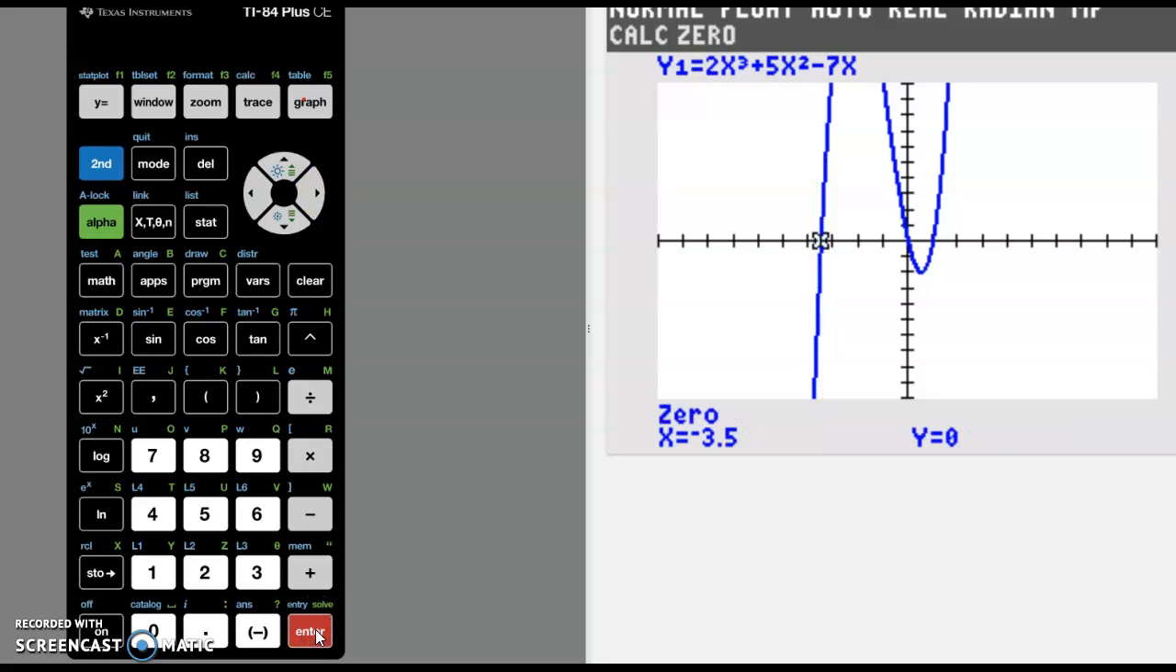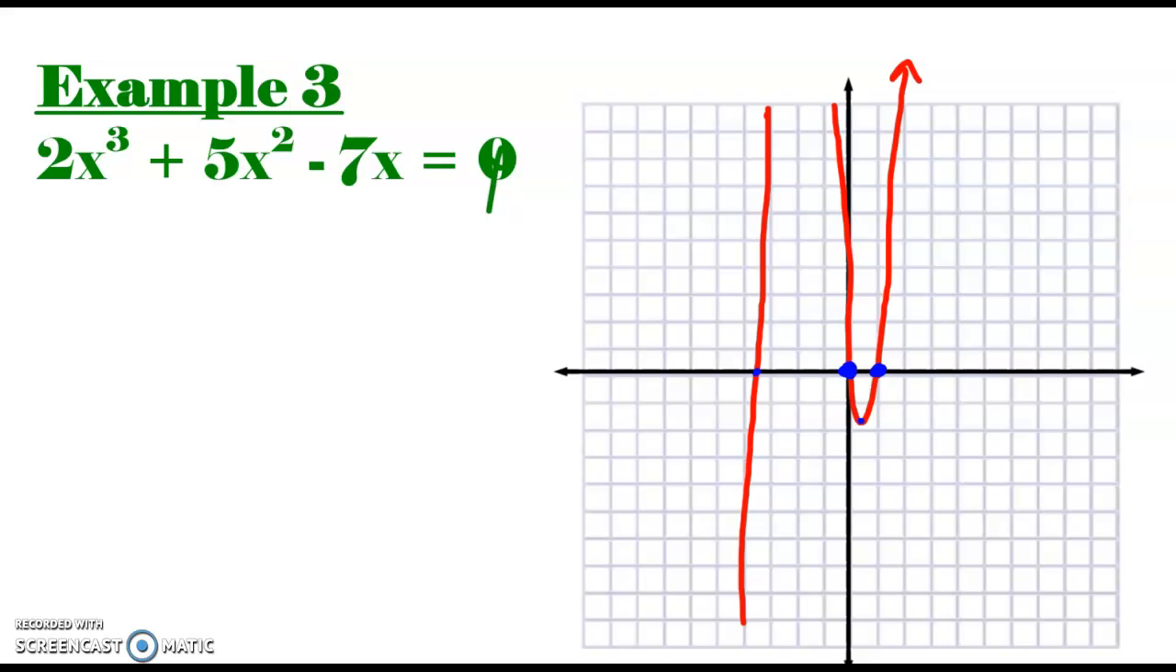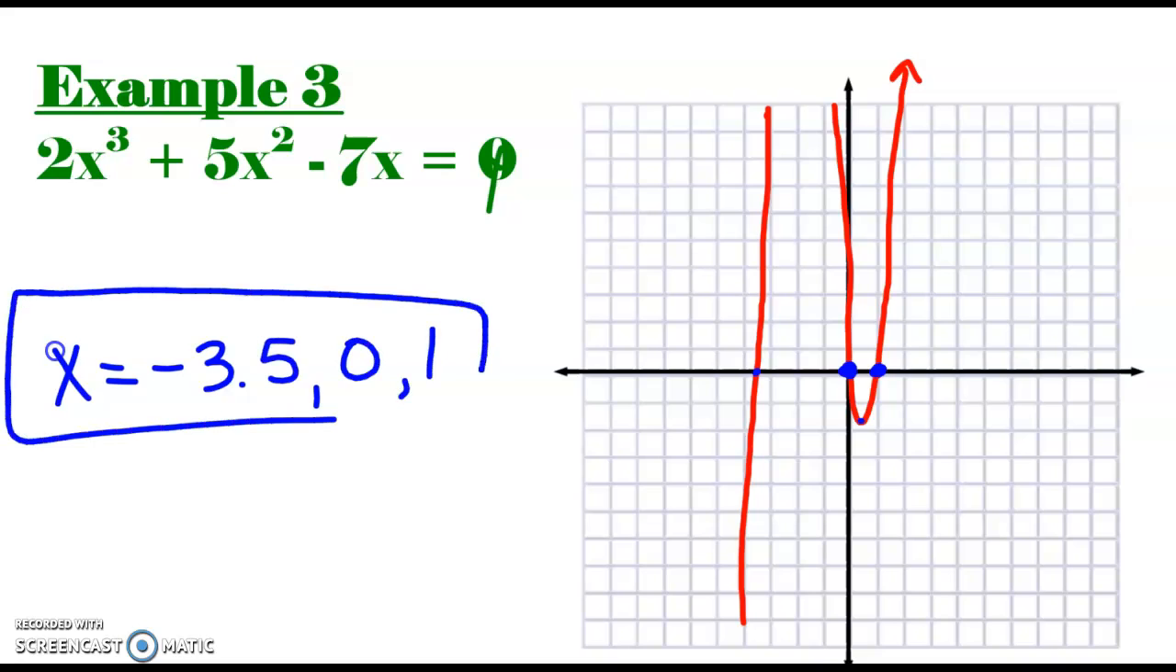So it's actually not that bad. It's at negative 3.5. So we are crossing. Our solutions are negative 3.5, 0, and 1. So if you have a solution, a root that is not an integer, so you can't see it on your table, you're going to have to go into the calc feature so you can find out exactly where it is crossing.